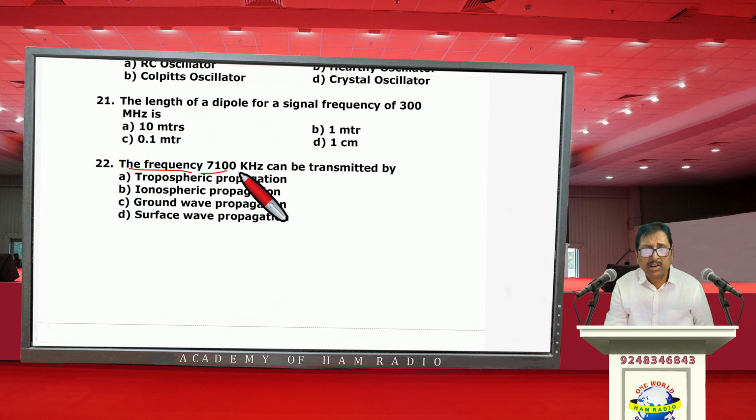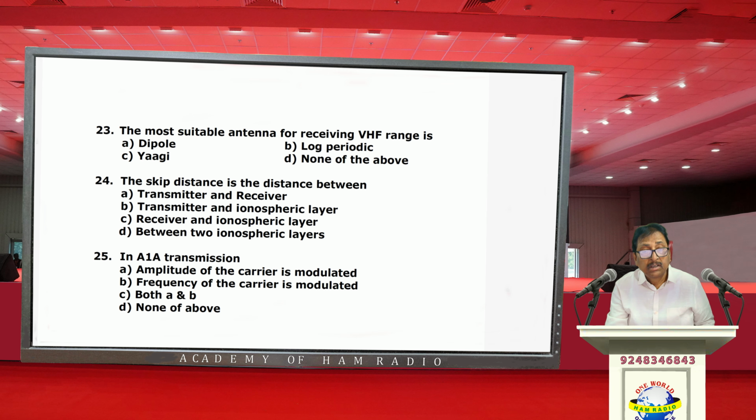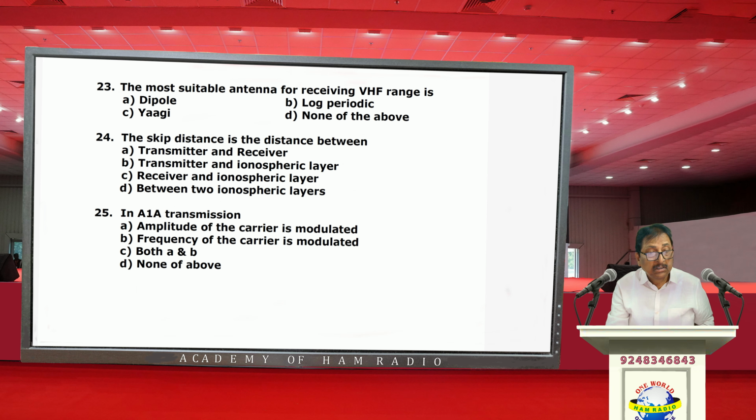The frequency 7100 kilohertz can be transmitted by ionospheric propagation, since 7100 is an HF frequency. The most suitable antenna for receiving VHF range is Yagi antenna. Correct option is Charlie. The skip distance is the distance between transmitter and the receiver. Alpha is the correct option. And in A1A transmission, the amplitude of the carrier is modulated. A means amplitude, so easy to remember this one. Amplitude of the carrier is modulated.